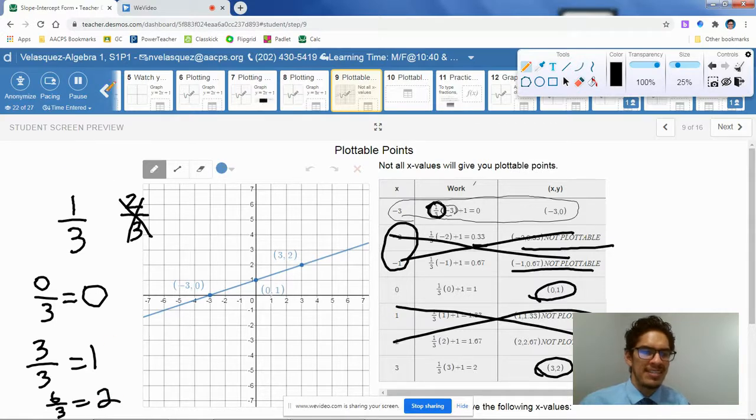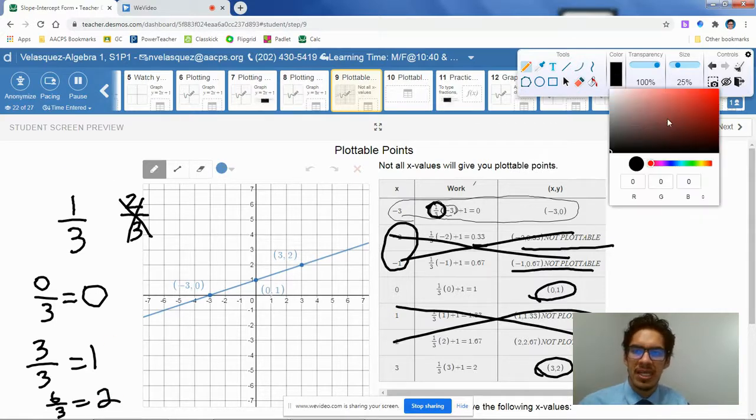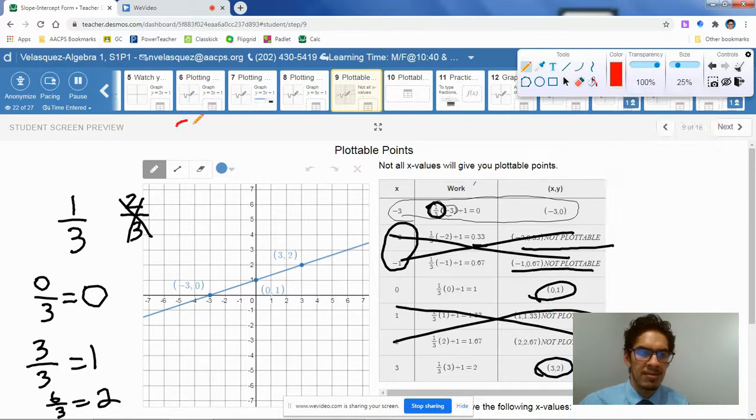So in essence, the numbers that I should be using are numbers that are multiples of 3 because I'm dividing by 3. So 0, 3, 6, 9, so on and so forth. These are all the numbers that are going to get me nice numbers.